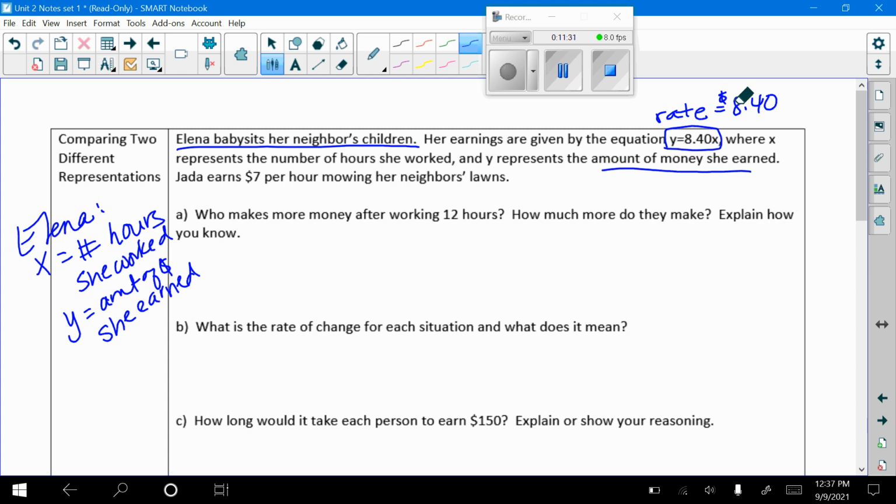$8.40 per hour. That is her rate. And now Jada earns $7 an hour mowing her neighbors' lawns. So Jada's rate is $7 per hour.